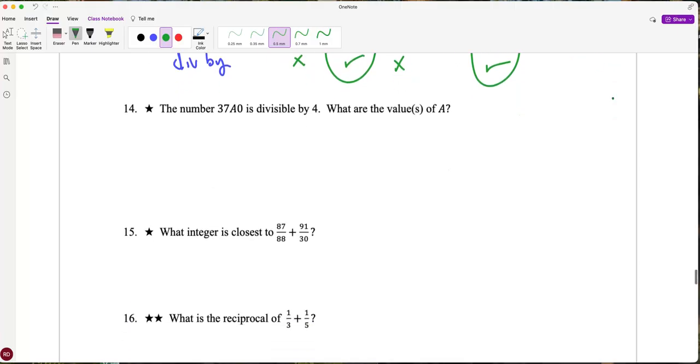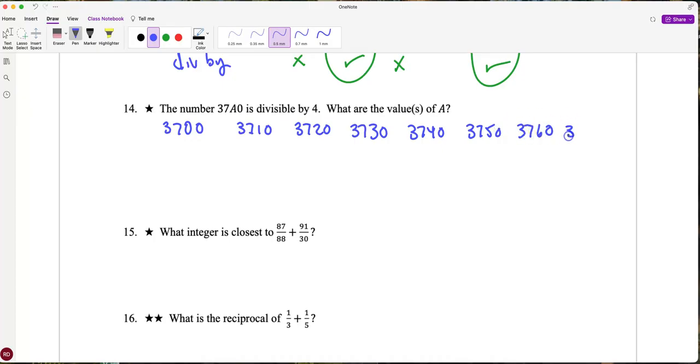37A0 is divisible by 4. What's the value of A? So if I think about divisible by 4, so A could be 0. So if it's 3700, okay, 3710, 3720, 3730, 3740, 3750, 3760, 3770, 3780, 3790, and then that would be it.